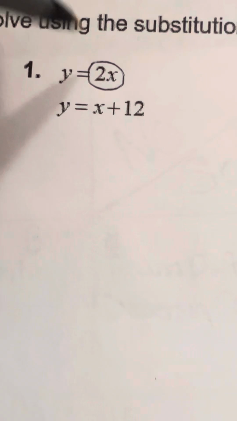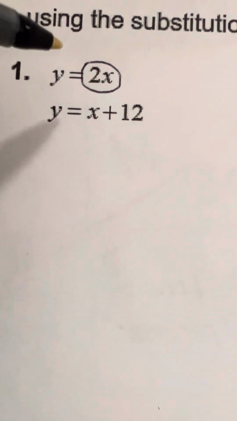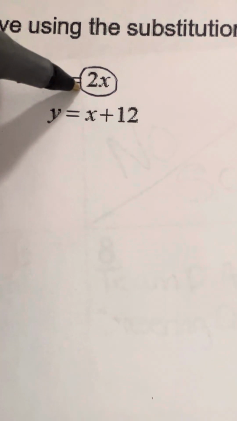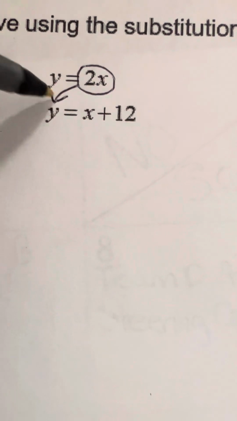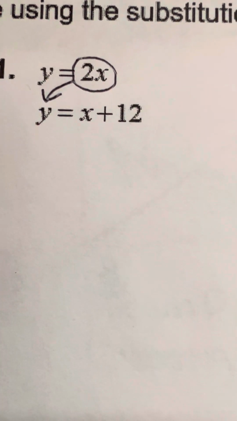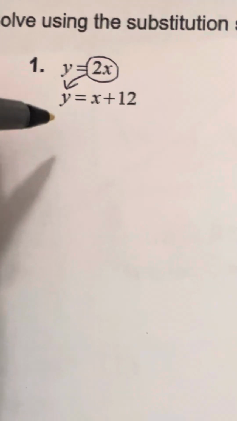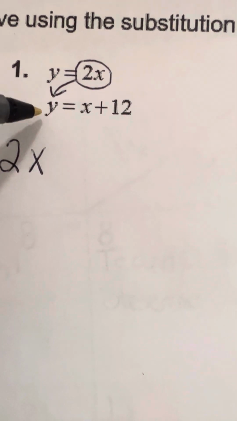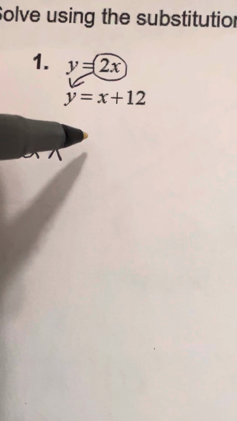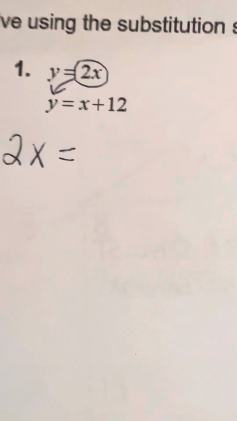So if I take a look at this first one, we see that this 2x is what y is representing. So we're going to take this second equation and take the y that's in the second equation and just replace it with the 2x there. So I'm going to rewrite the equation as 2x now, and again, replacing this y value right here with a 2x. And then we're going to set it equal to what it already is equal to, which is x plus 12.